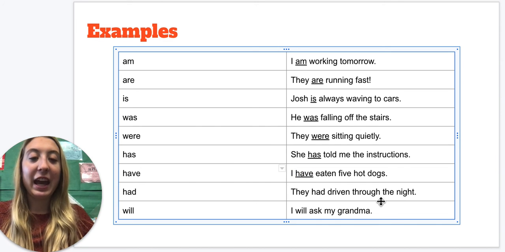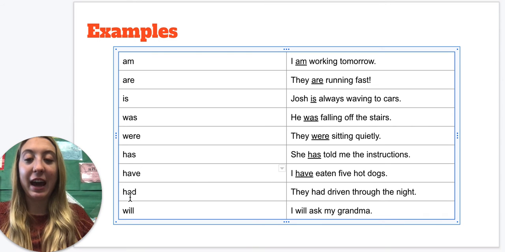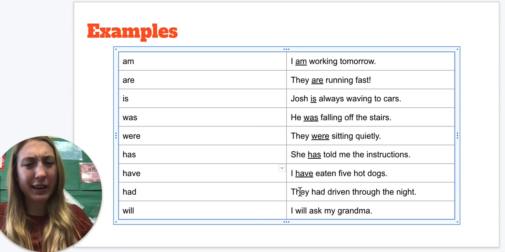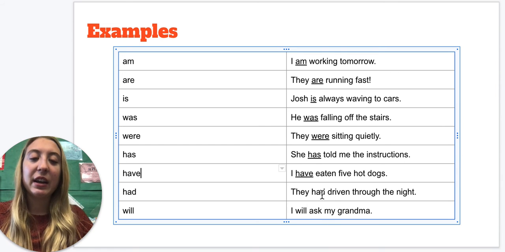Now we have, they had driven through the night. Had. So remember, who is it about? They. What have they done? Driven. And then over here I have my helping verb right before.